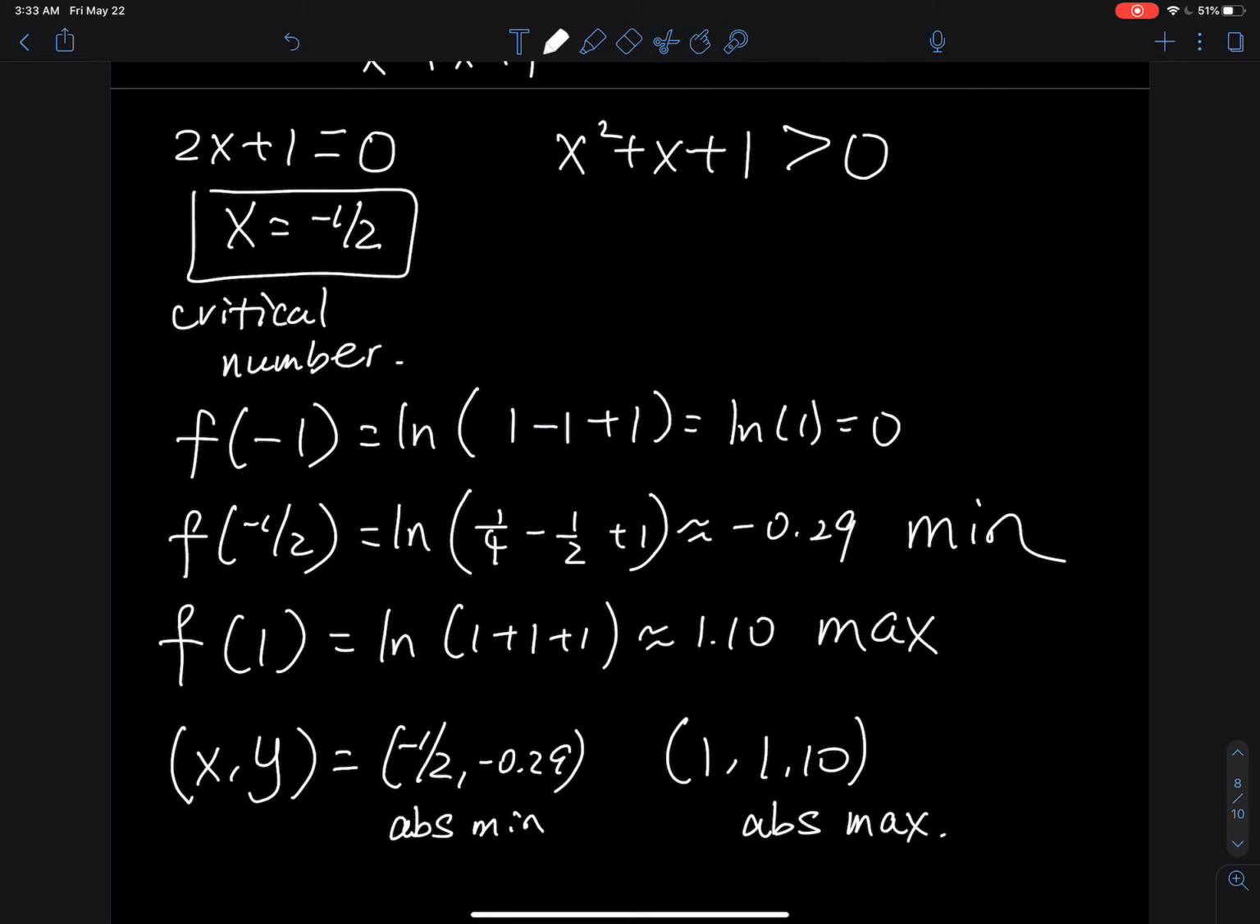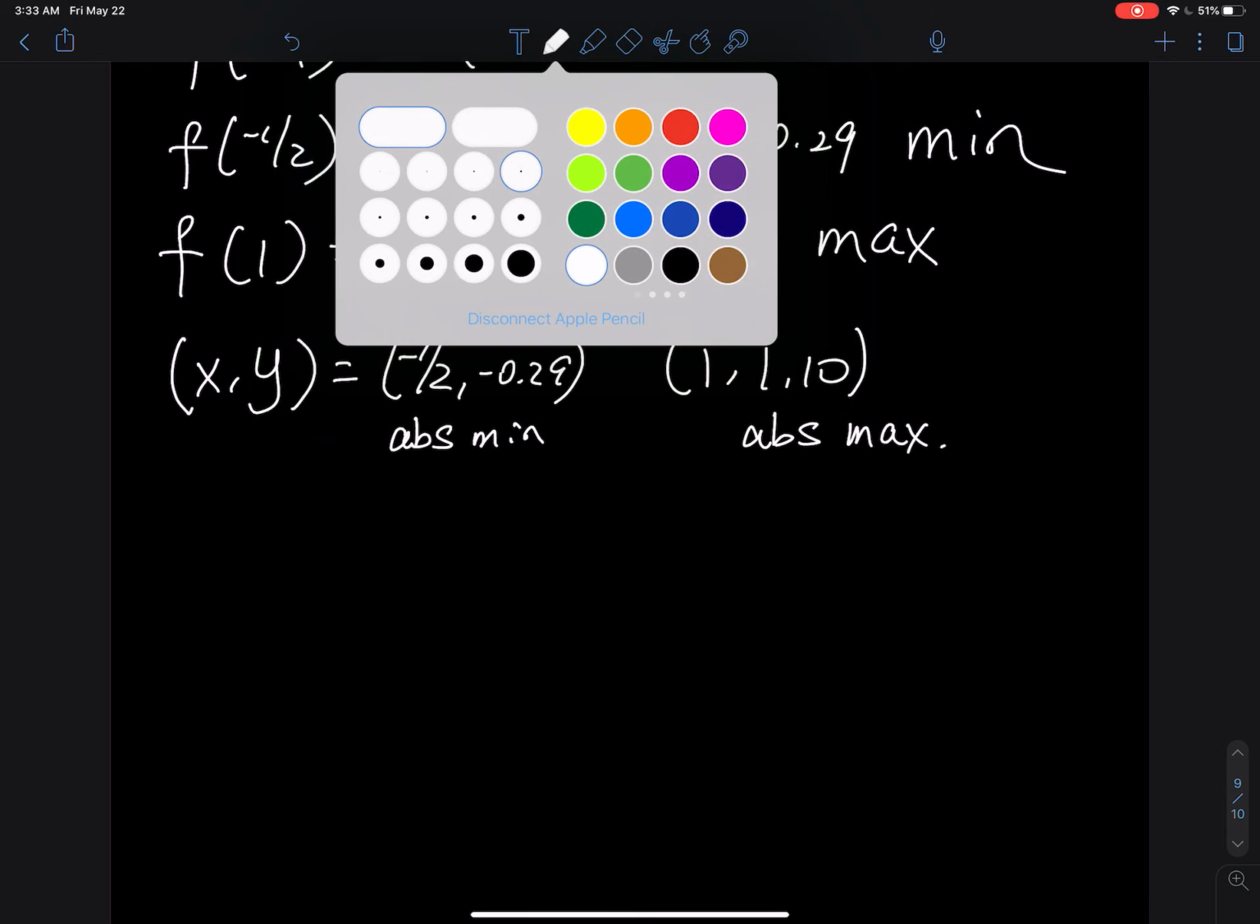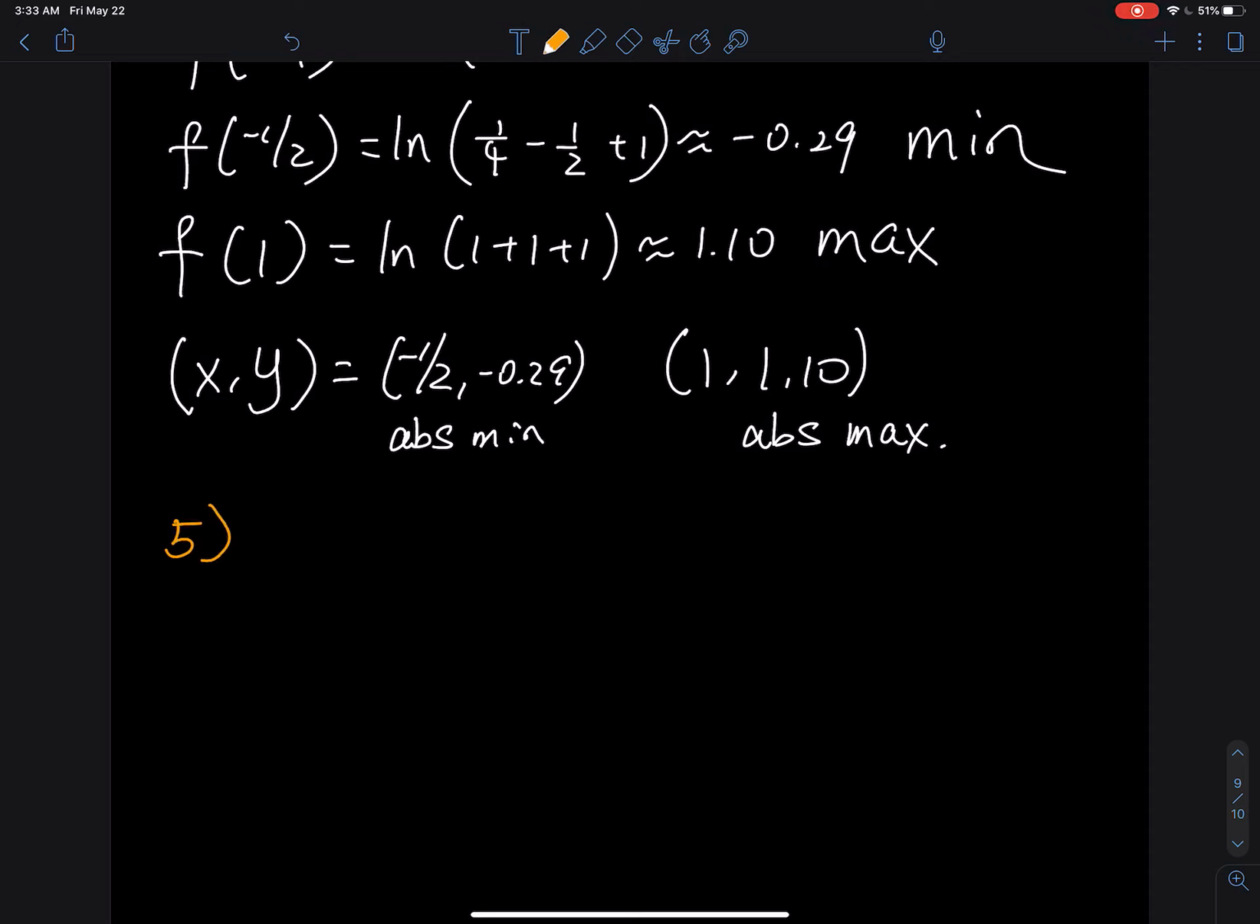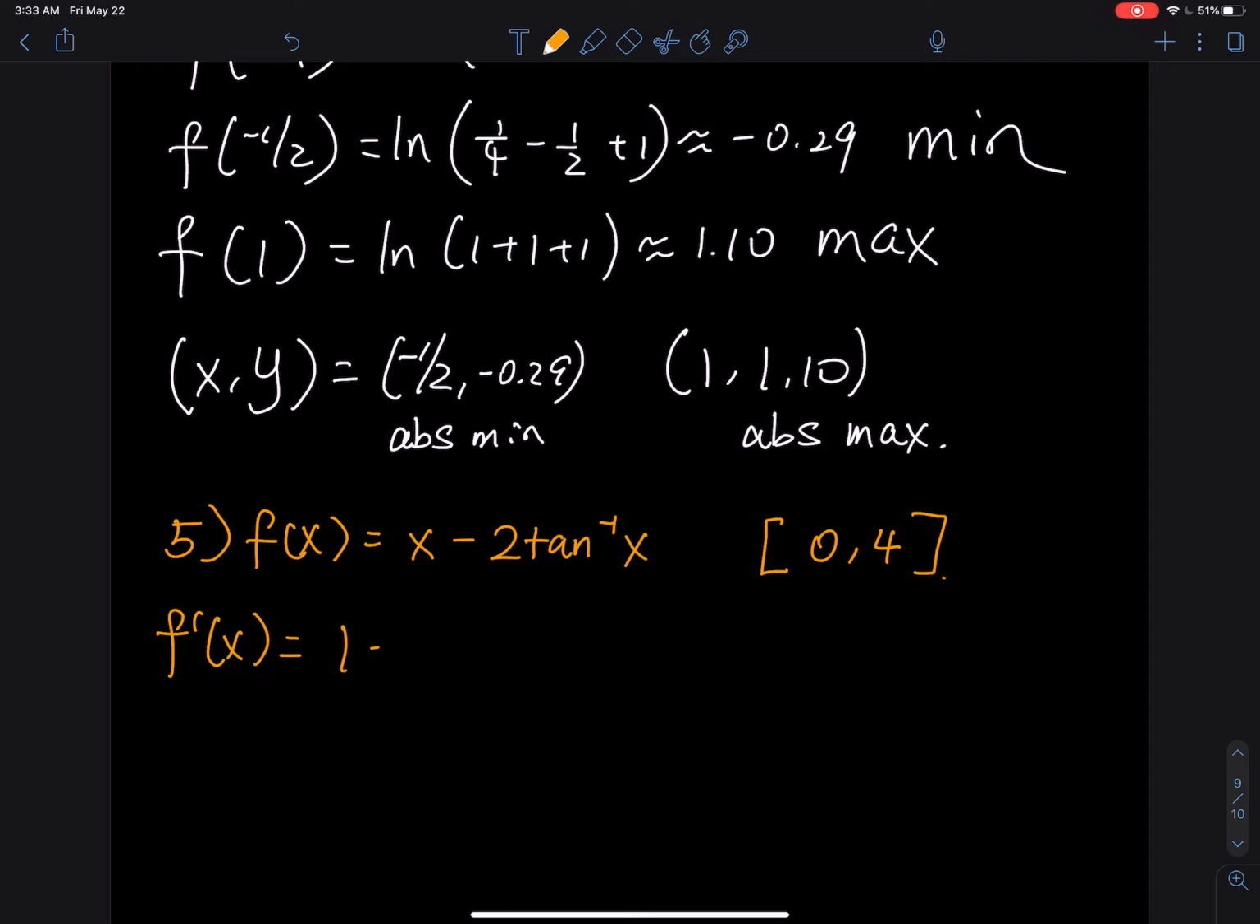So number 5, we switch color again. We have f of x equals x minus 2 times inverse tangent, which is also known as arctangent of x. The interval is from 0 to 4. First, you take the derivative. f prime of x, that is 1 minus 2. What is the derivative of inverse tangent? You have to look up the formula. The derivative of arctangent is 1 divided by 1 plus x squared.